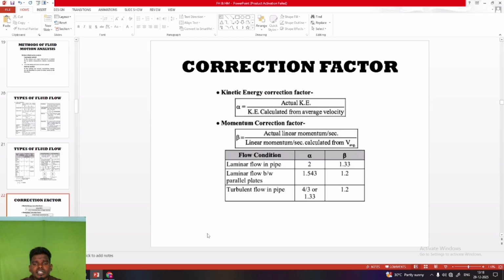Correction factors: kinetic energy correction factor alpha is equal to actual kinetic energy divided by kinetic energy calculated from average velocity, and momentum correction factor beta is equal to actual linear momentum per second divided by linear momentum per second calculated from average velocity. For the flow conditions, alpha and beta: laminar flow in pipe, alpha is equal to 2 and beta is equal to 1.33. Laminar flow between parallel plates, alpha is equal to 1.543 and beta is equal to 1.2. And turbulent flow in pipe, alpha is equal to 4 by 3 or 1.33, and beta is 1.2.